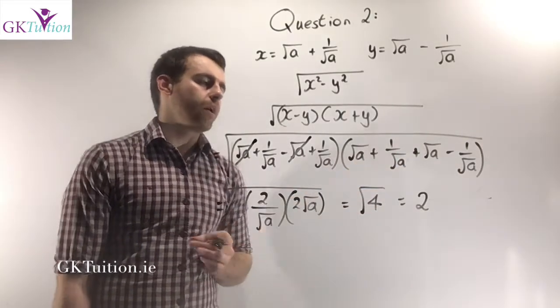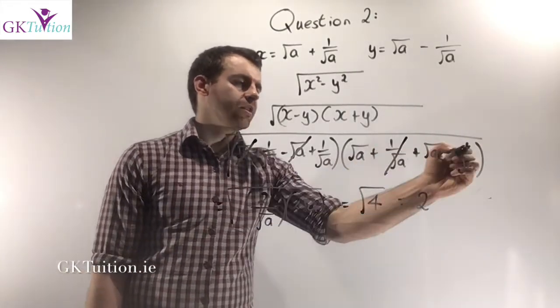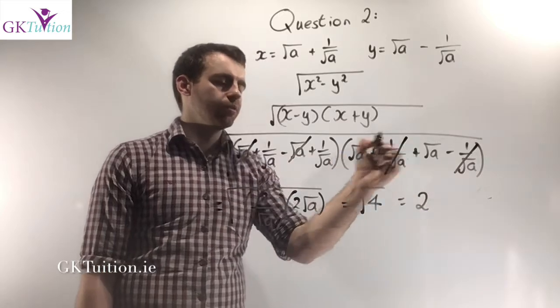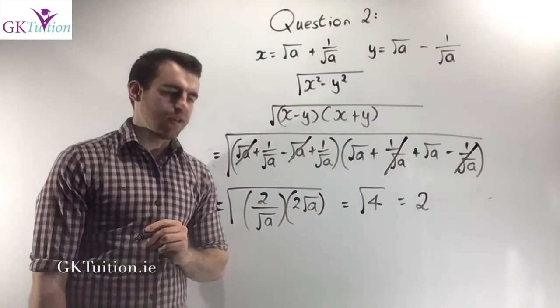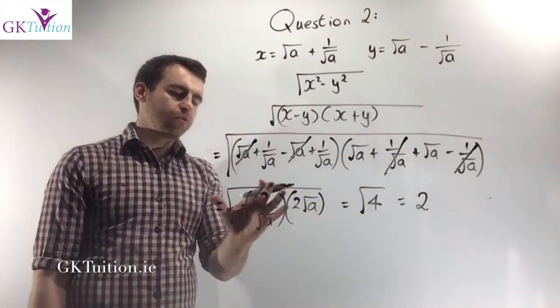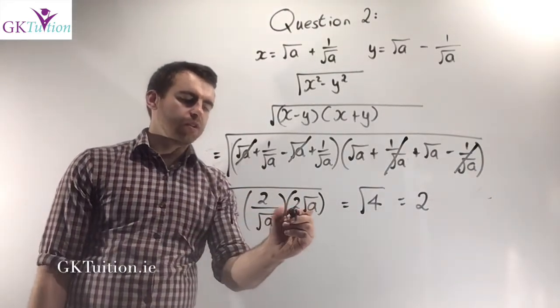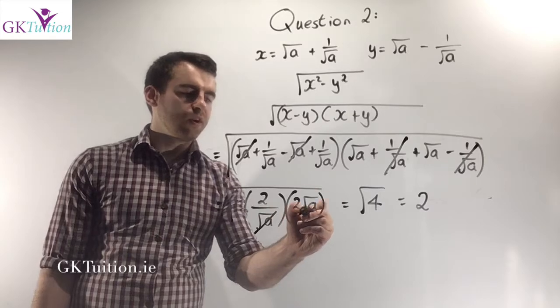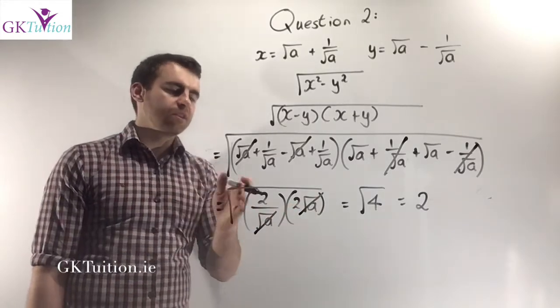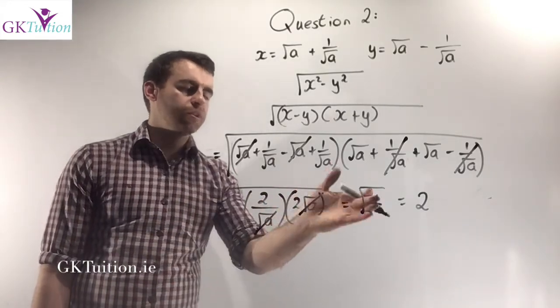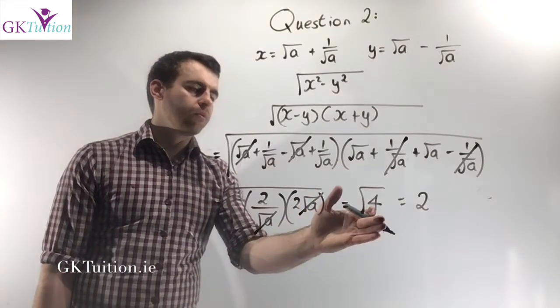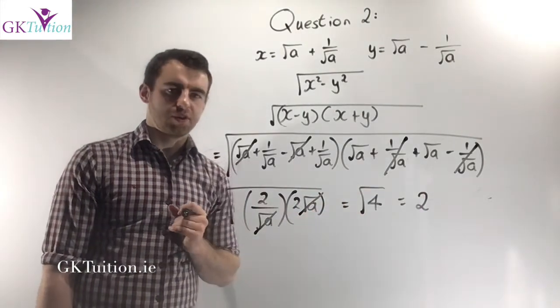The bracket on the right hand side was x plus y, where I literally just wrote out x and I wrote out y. And in this case, the fractions cancel, and I'm left with root a plus root a, which is 2 root a. So now I just have the square root of 2 over root a multiplied by 2 root a. So in this case, there's a root a on the bottom, which divides into the root a on the top, and I'm actually just left with 2 times 2, which is 4. So the square root of 4, my final answer works out as 2.